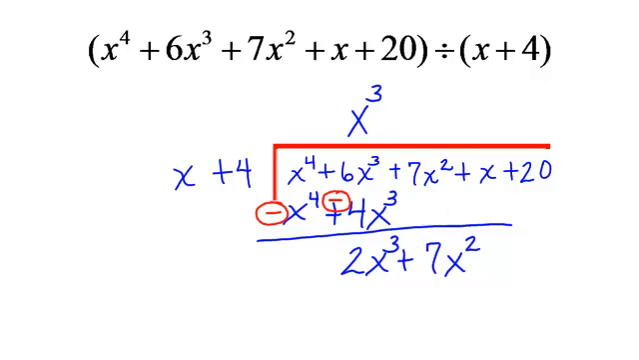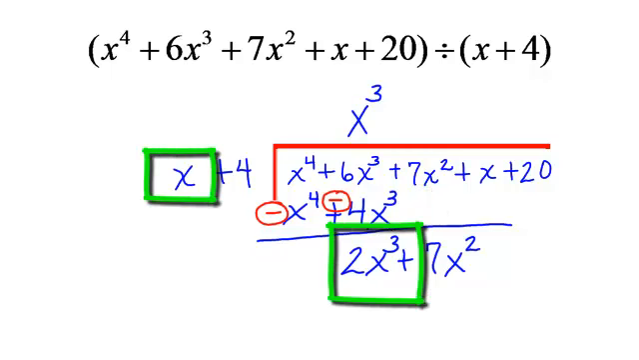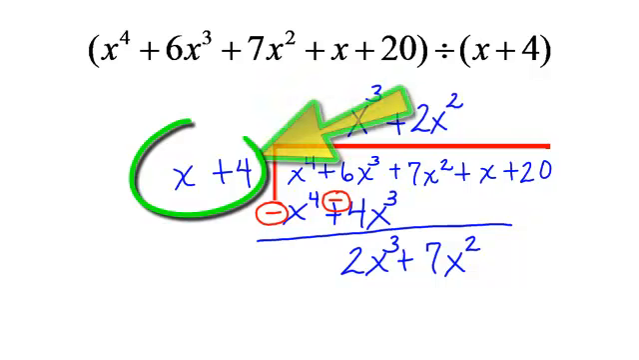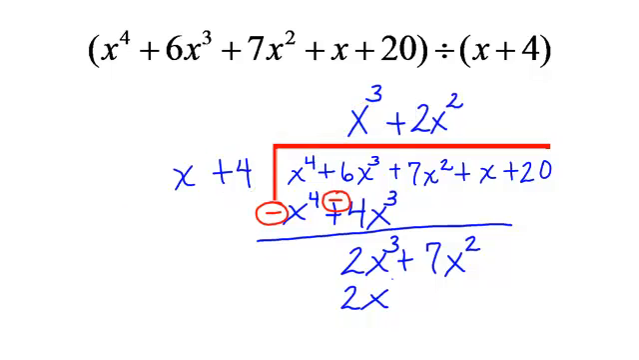Let's do it again. Look at the first term in your divisor. Look at the first term here. X will go into 2x to the 3rd. I will need a positive 2x squared. Take this 2x squared, multiply it by this binomial. 2x squared times x is 2x to the third. 2x squared times 4 is 8x squared.